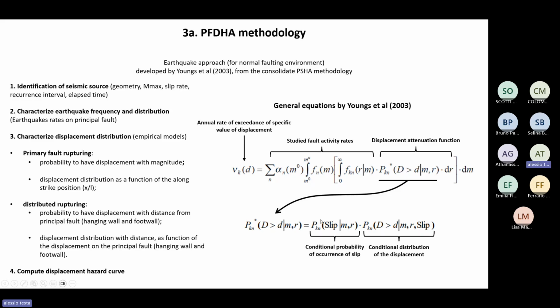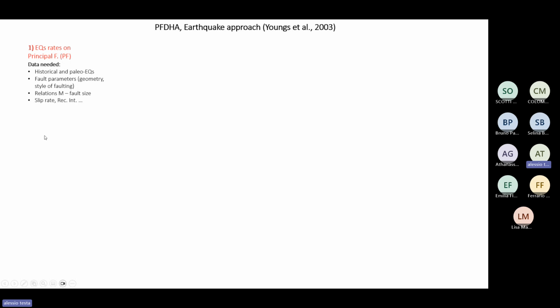The latter is also given by 2 different terms, one for the conditional probability of occurrence of slip, and one for the distribution of the slip along the fault, or at distance from the fault, if we are talking about distributed faulting. So basically, first we have to determine the earthquake rates on capable faults, so assessing all the fault parameters, fault geometry, and so on. Then for each earthquake magnitude on the fault, we have to compute the probability of having surface faulting, using, for example, empirical regressions by faulting style.